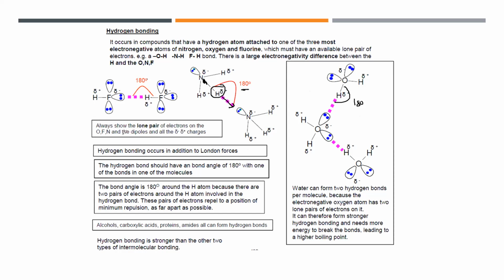So it is always formed when oxygen, fluorine, or nitrogen is forming a bond with hydrogen, and hydrogen bond occurs in addition to London forces. There are London forces, but hydrogen bond also exists. So alcohols, carboxylic acids, proteins, amines all have hydrogen bond, because in alcohols, the oxygen is forming a bond with hydrogen. Carboxylic acid, there is an OH bond. Proteins, the amide or peptide linkage, contain nitrogen forming a bond with hydrogen. And amines also, nitrogen forms a bond with hydrogen. So they have hydrogen bond.